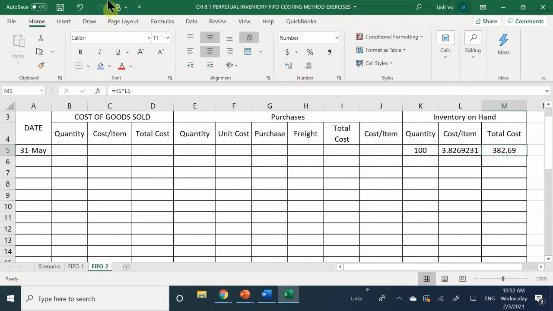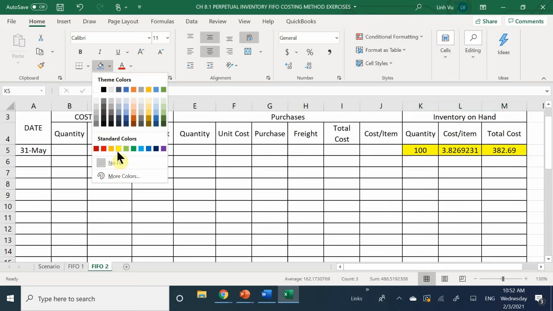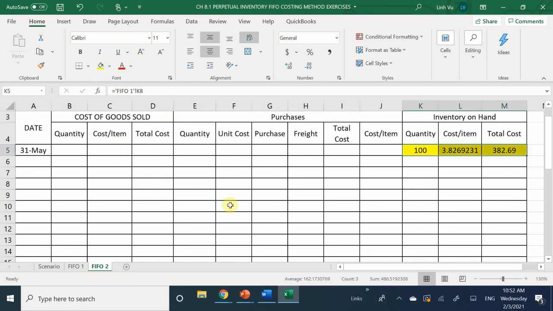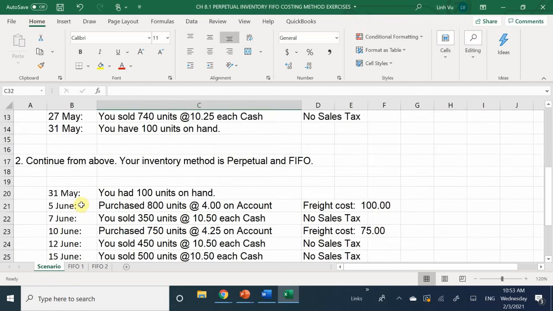Okay, good. So now that we have our inventory on hand, I'm going to highlight and make this yellow like we did in the previous batch. Because we're on a new inventory worksheet, I can reuse the colors that I had from the previous worksheet with no problem, because I'm making a new worksheet. I have a new track going for me. So there you go. So let's look at the scenario here.